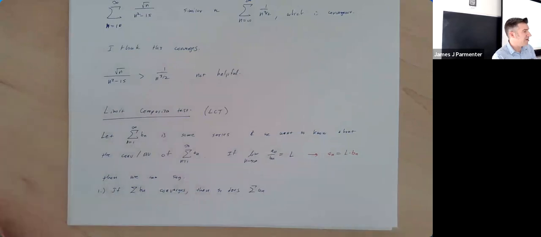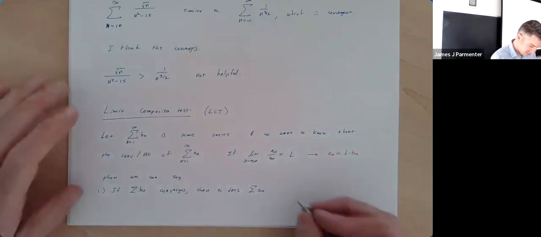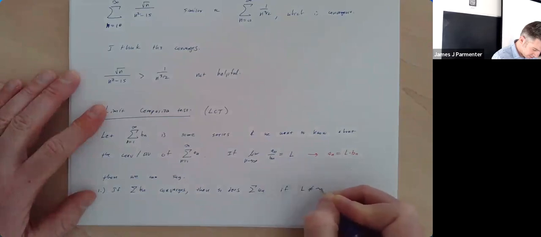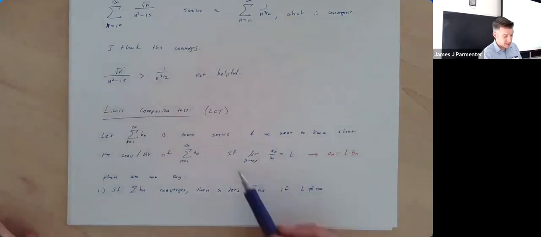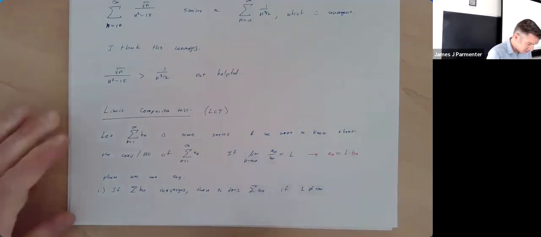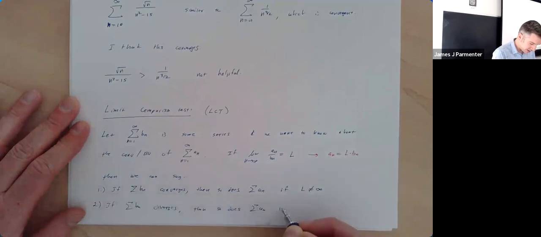As long as L isn't infinity. Or in other words, this limit can be 0 or a finite number if you want them both to converge. Similarly, if BN diverges, then so does the sum for AN, as long as that limit isn't 0.